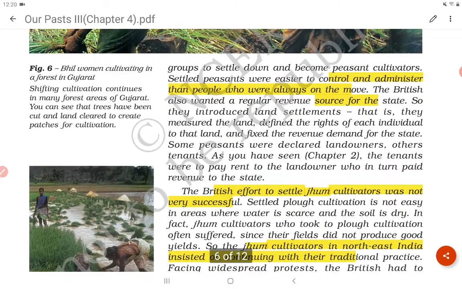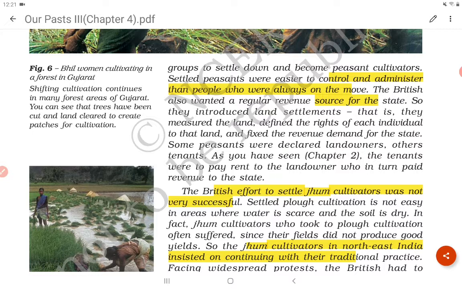Settled peasants were easier to control and administer than people who were always on the move. The British also wanted a regular revenue source for the state, so they introduced land settlements. That is, they measured the land, defined the rights of each individual to that land, and fixed the revenue demand for the state. Some peasants were declared landowners, others tenants.